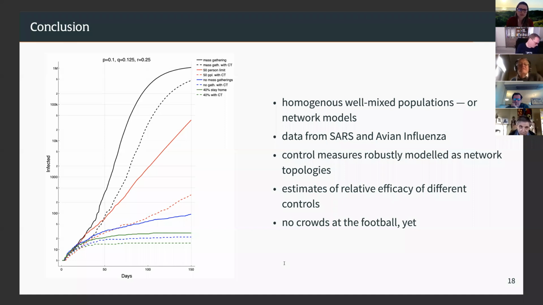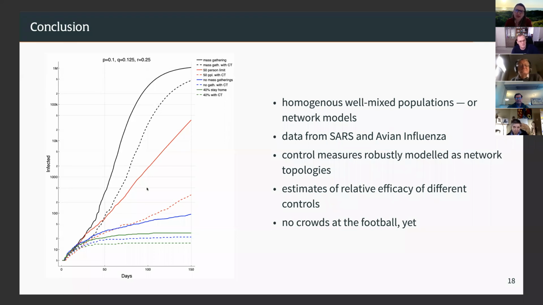So there's lots of reasons why we shouldn't do this, but just for the sake of simplicity of the discussion, the dotted lines are if we have the contact tracing COVID safe app on half of our mobile phones. Each dotted line corresponds to the respective solid line. The black line is allowing football to restart with spectators.